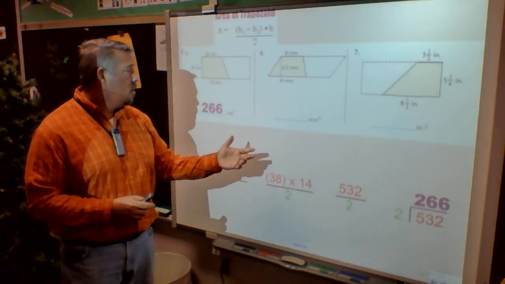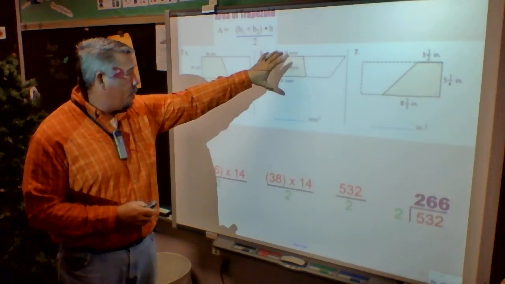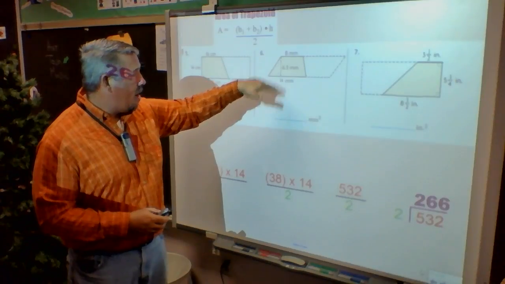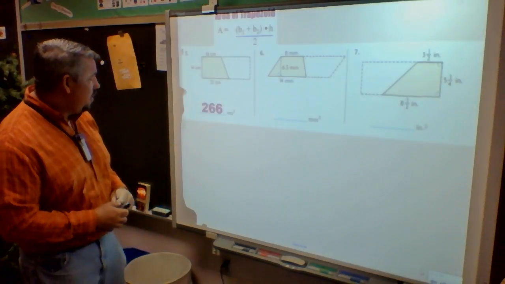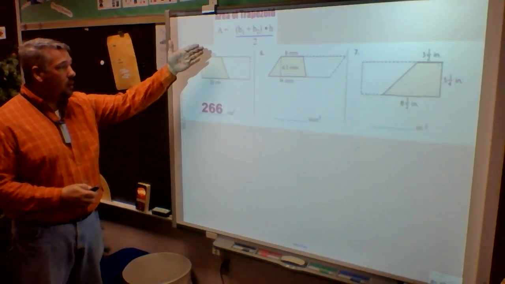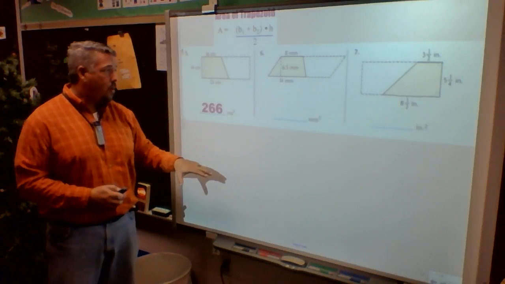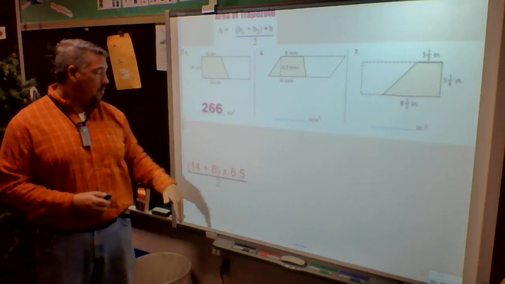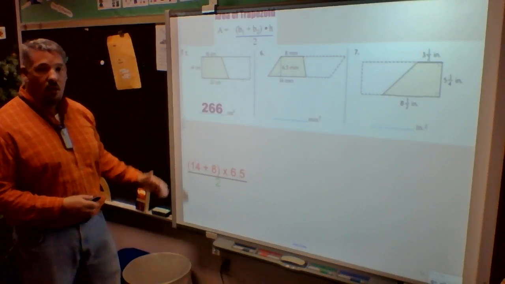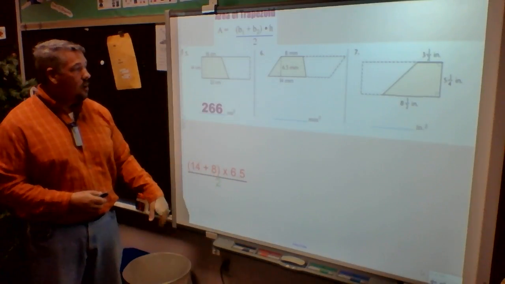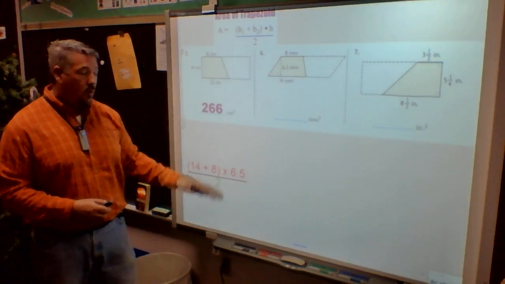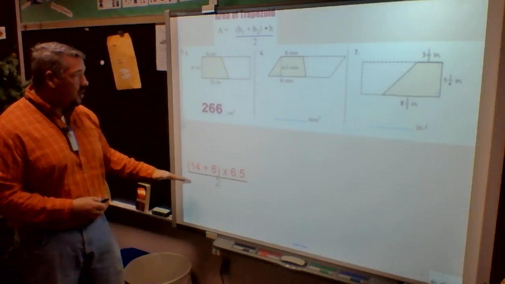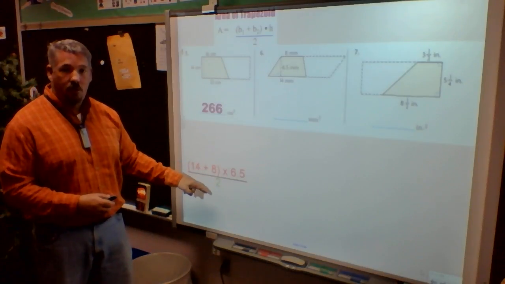On number 6, same formula. Information is given. I have my base 1, I have my base 2, I have my height because there's my right angle. So I'm going to fill in my formula and set up my original math problem. I'm going to take my 14 millimeters and my 8 millimeters inside of parentheses. I have my 14 plus 8. My height is 6.5, so I have times my height of 6.5. And my last step, once again, is to divide it by 2.